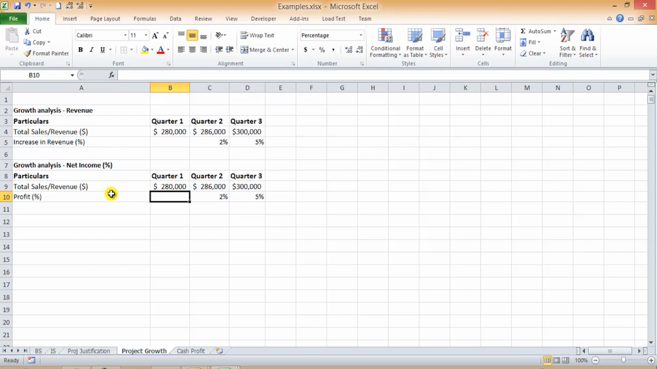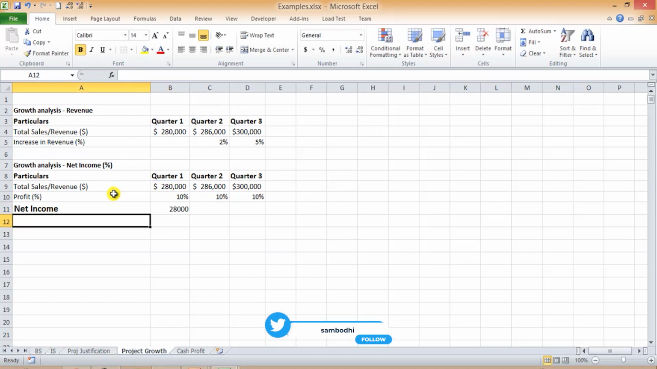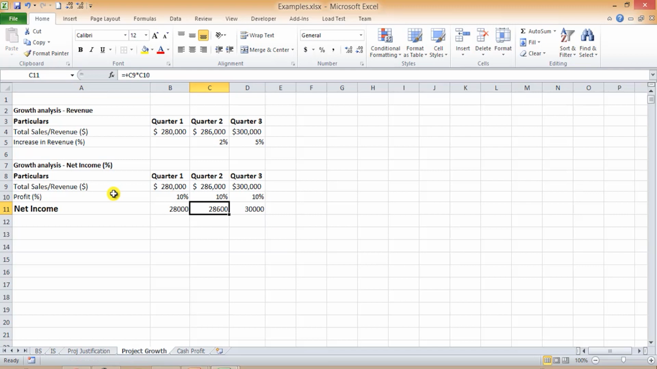Okay, so the company expected to have a 10% profitability on the project. And that profit percentage is going to be constant. So now your net income will be total revenue multiplied by the profit percentage, that is $28,000. And the same goes for quarter 2 and quarter 3. So that's how the net income goes to $28,000, increases to $28,600, increases to $30,000.